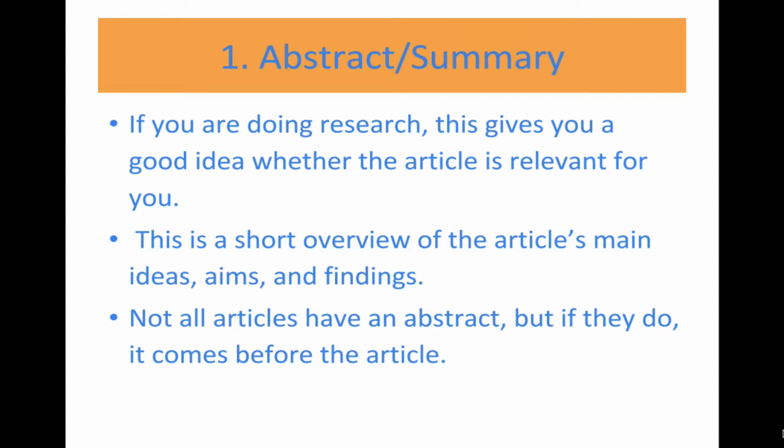So the first part of most research articles is called an abstract or a summary. And if you are doing research, this is a really great tool to use to decide if the article that you are looking at is going to be relevant for your research. It's a short overview of what the article is about, its main ideas, its aims, and its findings. And not all research articles have an abstract, but if they do, it comes before the article's introduction.